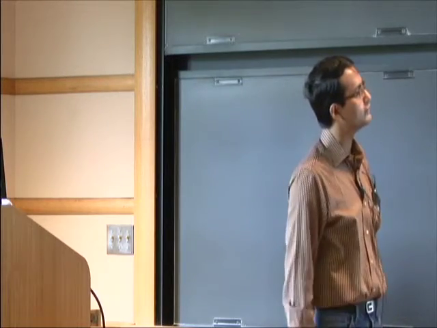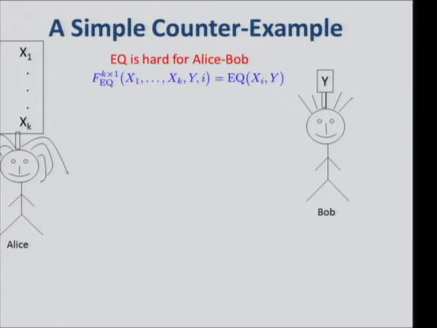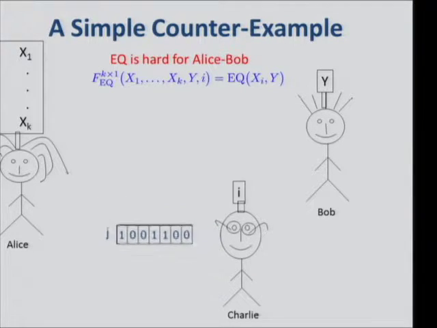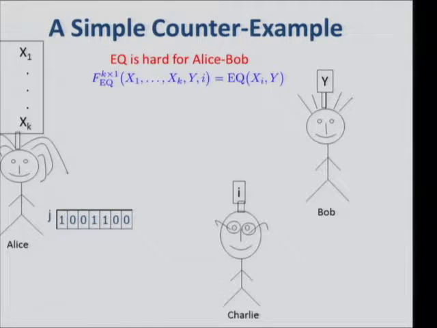So assume equality is hard for Alice and Bob, and you concoct this function out of equality, and equality was hard for two players. Now, here is Charlie. All he has to do is observe: is there any xi that's equal to y? If there is none, he can just tell Alice, well, your answer is always going to be 0, because there is none equal. If, however, there is a j which is equal, all he has to do is send this information about j. Sending information about j takes log k bits. K is polynomial in n, so it's order log n.